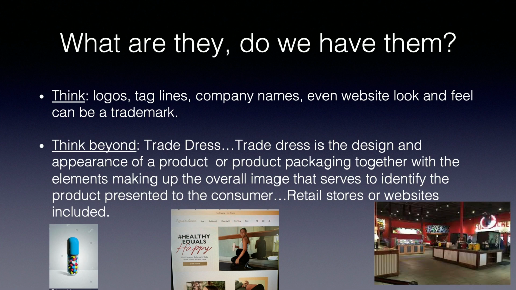And this design and appearance of a product like we saw in the pill, or the packaging of how a company looks and delivers its appearance to people, such as Fuddruckers, that overall image can be protected as a trademark. It's known as trade dress, but that's just another way of saying what we commonly understand as being a trademark or a service mark. And this serves to identify the product being presented to the consumer. And it even includes retail stores or websites even in this day and age.